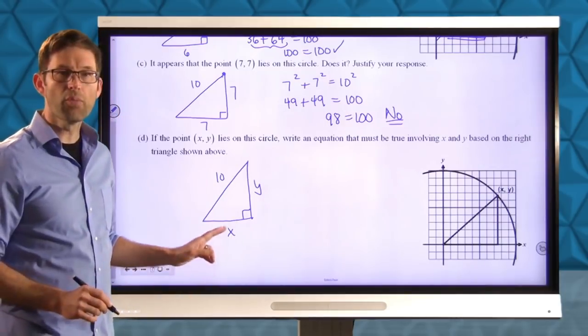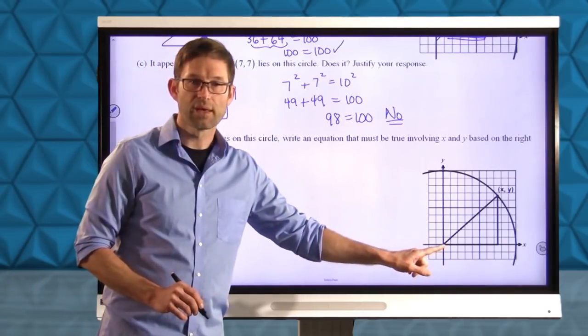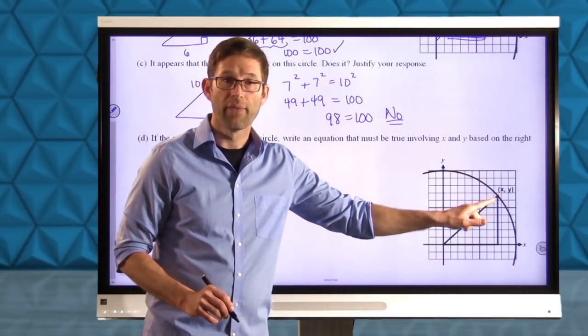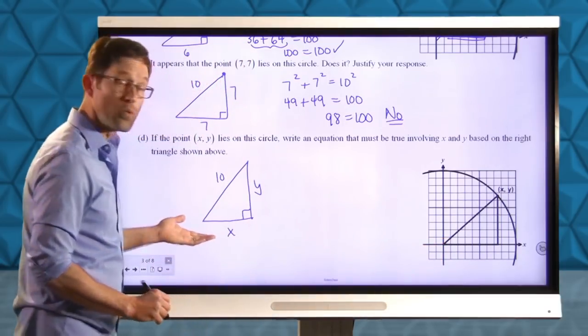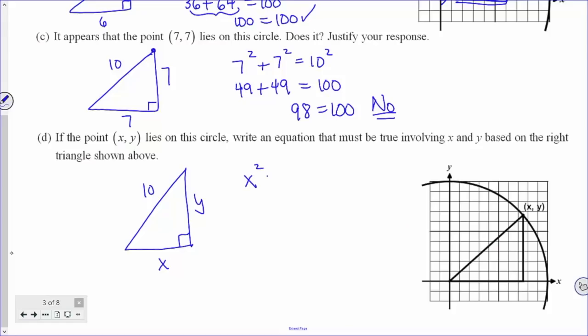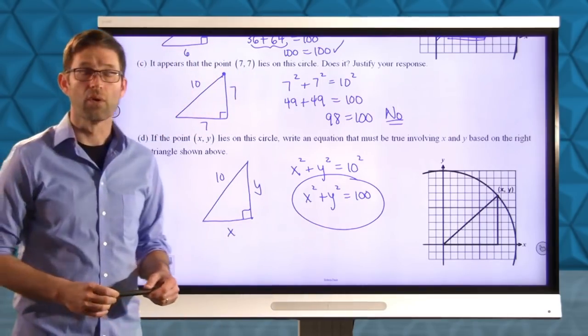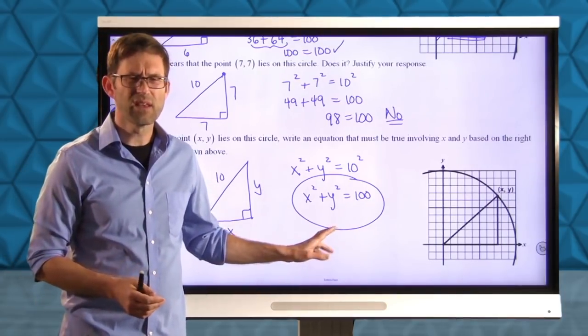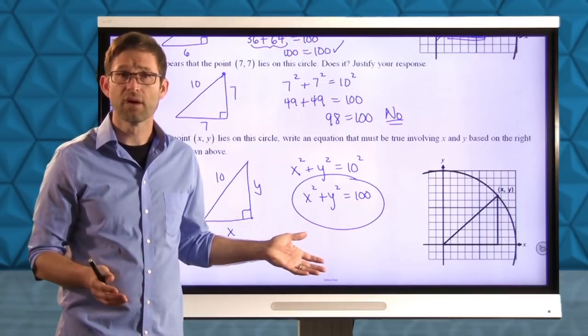All right, for every single point that lies on this circle, because it's centered at the origin, and this distance is x, and this distance is y, and this distance is always 10, we can simply write down the Pythagorean theorem for this right triangle that says x squared plus y squared is equal to 10 squared, or better yet, x squared plus y squared is equal to 100. And this is then the equation of that circle. That's it. Now you might say, well, really? That's the equation of a circle? And it in fact is.